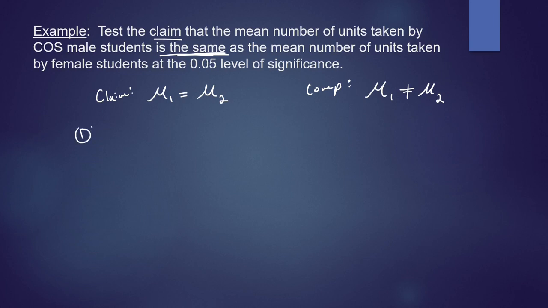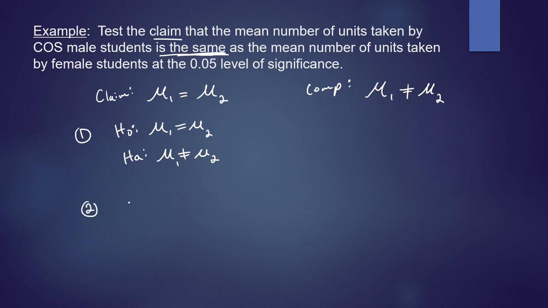And now we can start step 1. We'll state the null and alternative hypothesis. Remember, the null hypothesis is always the one with the equal sign. So we'll let that be the claim. Mu1 is equal to mu2. For the alternative hypothesis, it's going to be the complement. Mu1 is not equal to mu2.